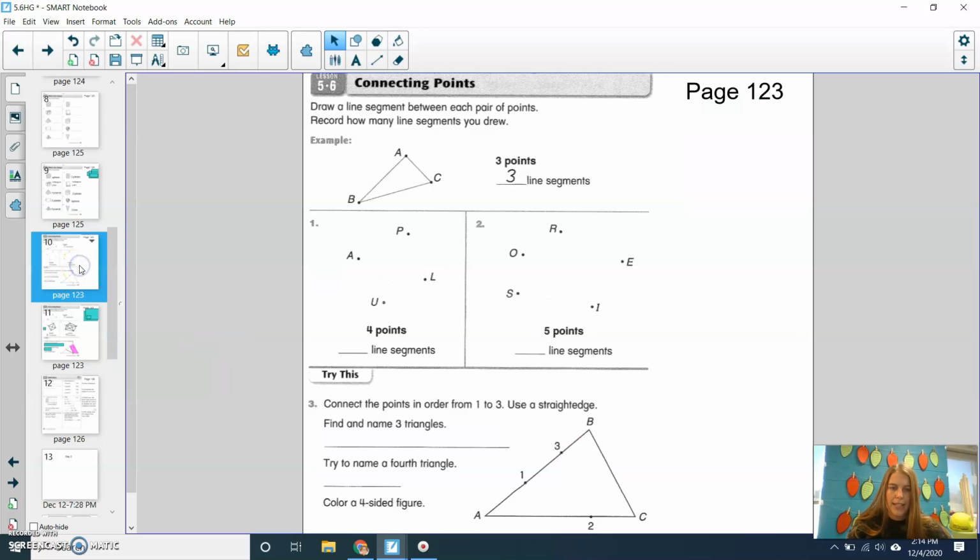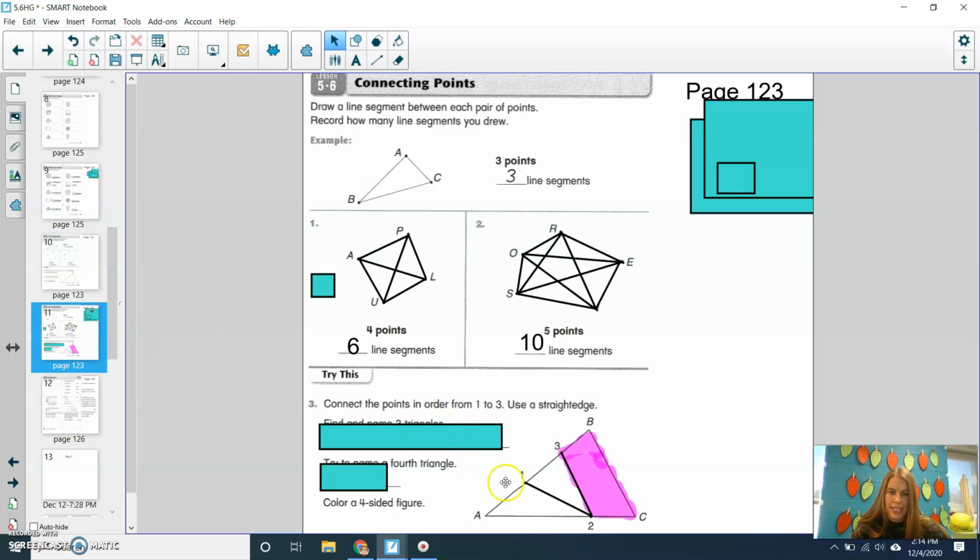For the bottom, try this. So it's asking us to connect the points in order from 1 to 3, use a straight edge, and then find and name 3 triangles, and then see if you can name a 4th triangle. The last thing you're doing is coloring a 4-sided figure. So if you can press pause, try this, and then press play when you're ready to check.